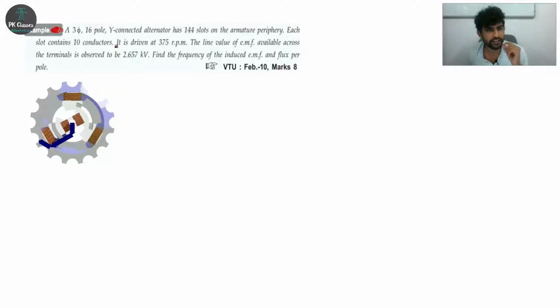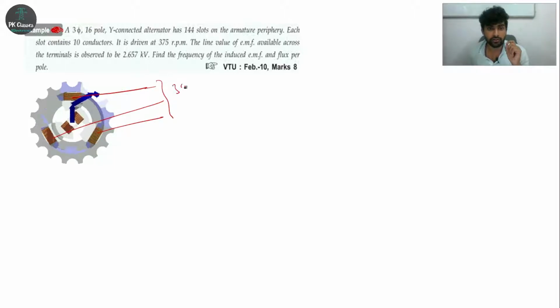Okay. Next problem: a 3-phase 16-pole star connected alternator has 144 slots. So we are getting 3-phase output from the alternator, just assume that. And 16 poles will be present; here only 2 poles are shown, just assume there are 16 poles. The alternator has 144 slots, so 144 slots will be there in the stator periphery. Each slot contains 10 conductors.